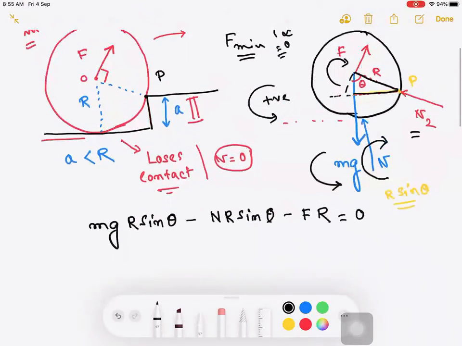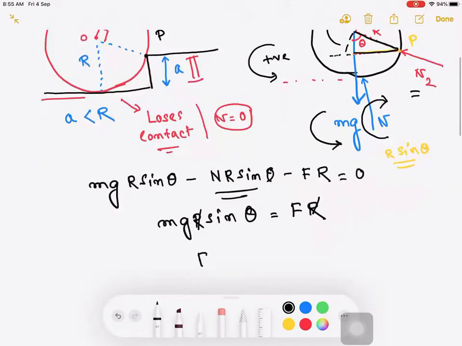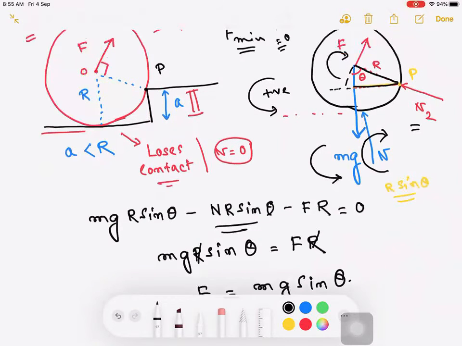When the ball loses contact with the surface, N becomes equal to 0. This term would be equal to 0. That means mg R sine theta must be equal to capital F times R. The R cancels out and I get F is equal to mg sine theta. Now see, the theta is not given. After that, it becomes a geometry problem. You have to find out the value of theta.